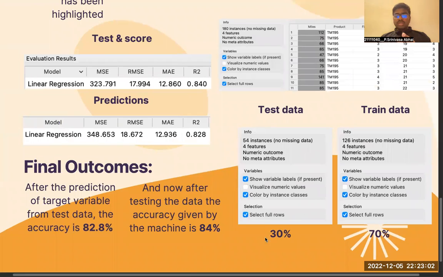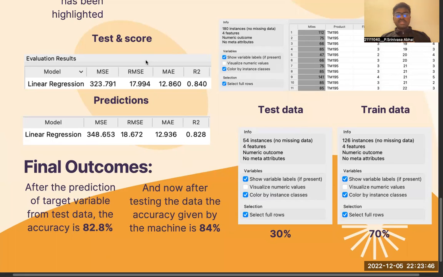Now coming to the testing dataset of 30%, which is 54 instances. These are the final values of the testing data. They are not known to the machine, and will be predicted. The predicted outcome is 0.828, which is the R square value, which is also similar to a percentage. So the prediction of the model is 82.8%. This is pretty good accuracy.